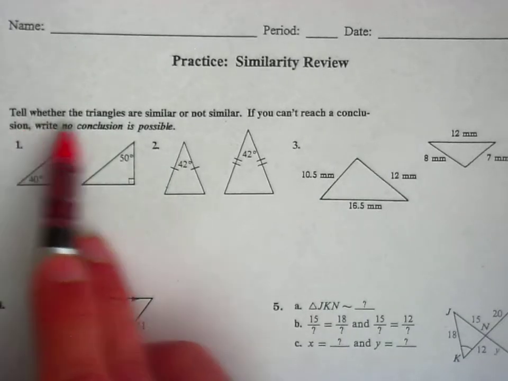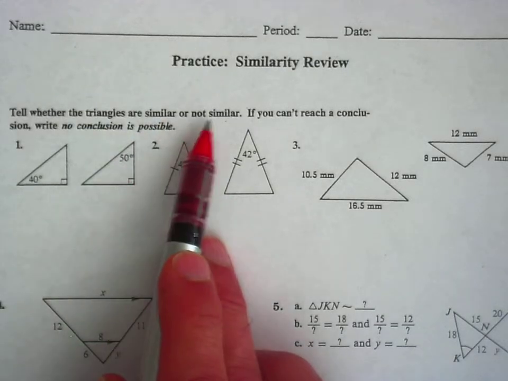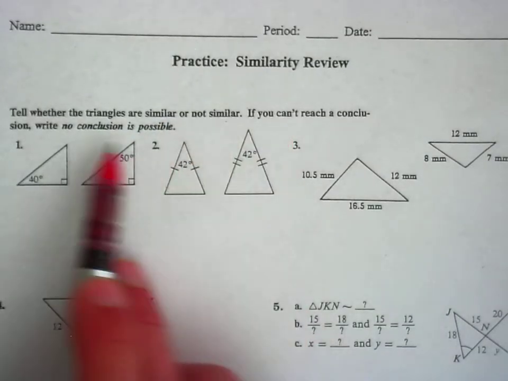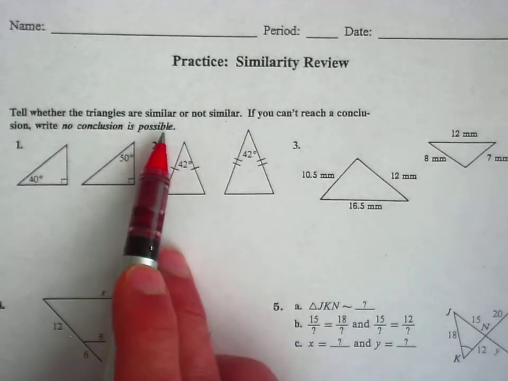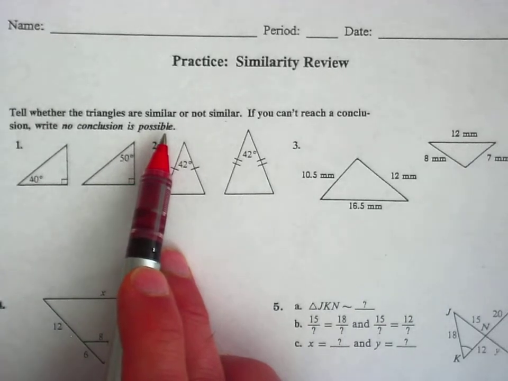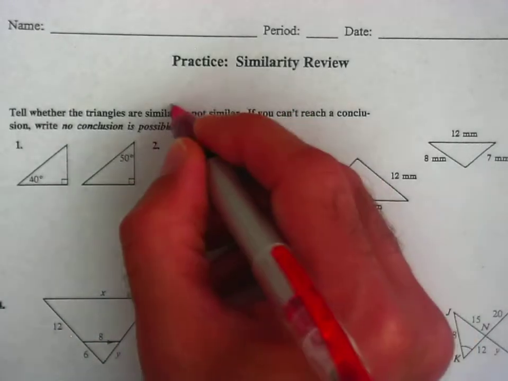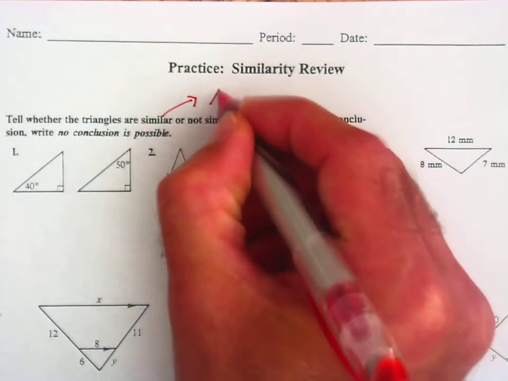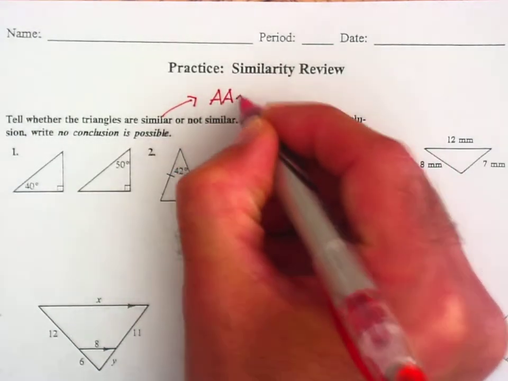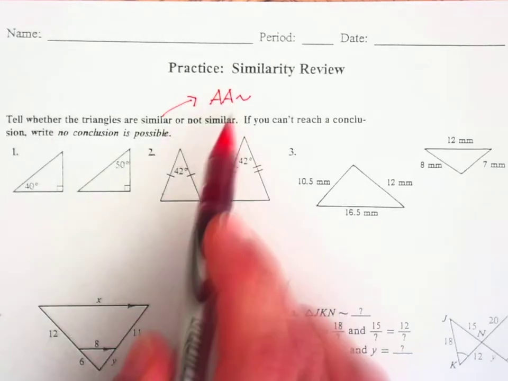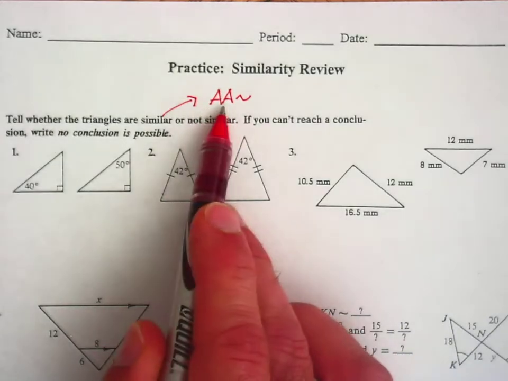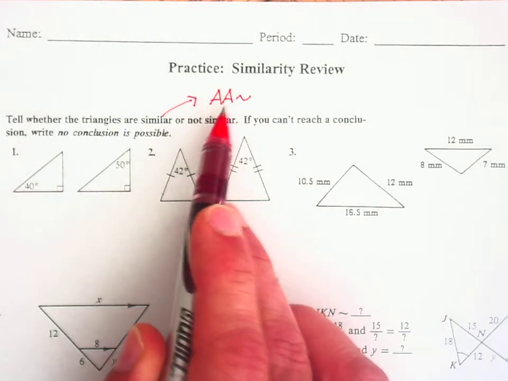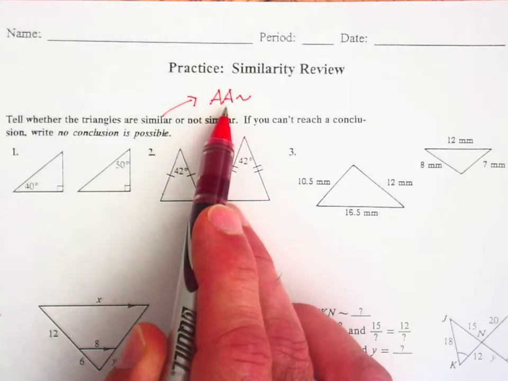This says tell whether the triangles are similar or not, and if you can't reach a conclusion, just write that no conclusion is possible. Well, there are three ways to determine whether or not you have similar triangles. You can have similar triangles by what's called angle-angle similarity. So in your diagram, if you can find at least two pairs of corresponding angles that are congruent, this is what will justify whether or not you have similar triangles.